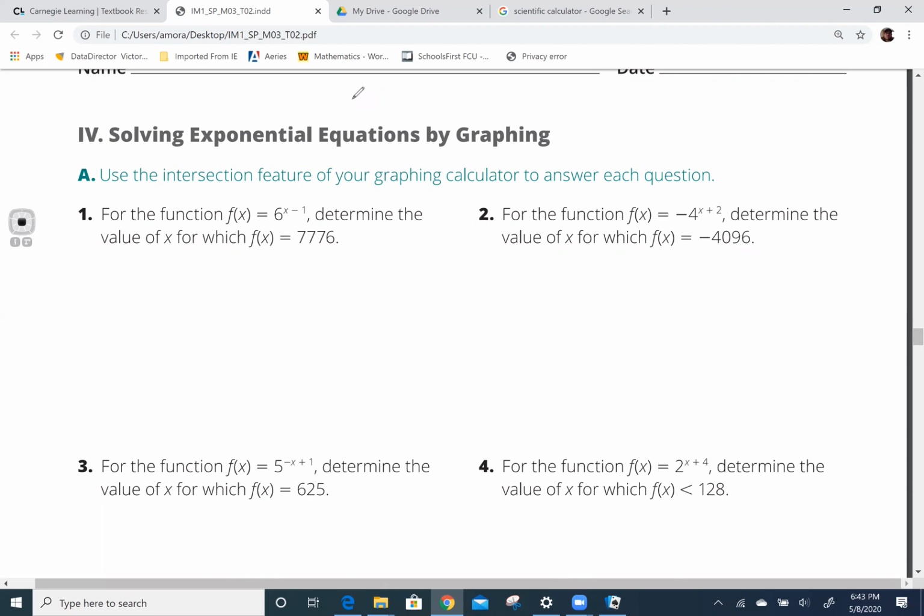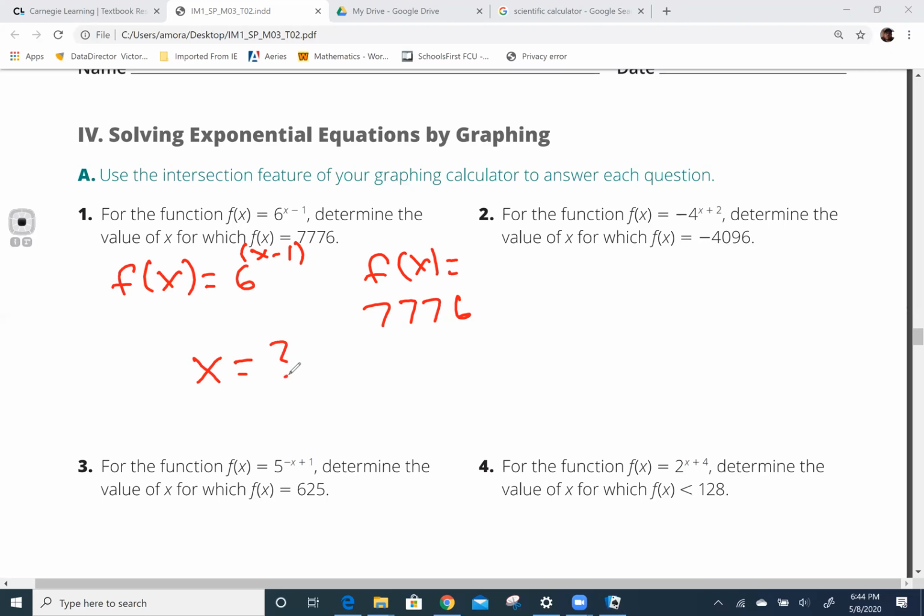Okay, so the function is f of x equals 6 to the x minus 1. Notice how the minus 1 is on the exponent, and we want to make sure we keep it there. One way you can keep it there is by putting the x minus 1 in parentheses. And we want to know when f of x equals 7776. So when f of x is equal to 7776, what is our x going to be equal to? That's what we're going to look for.